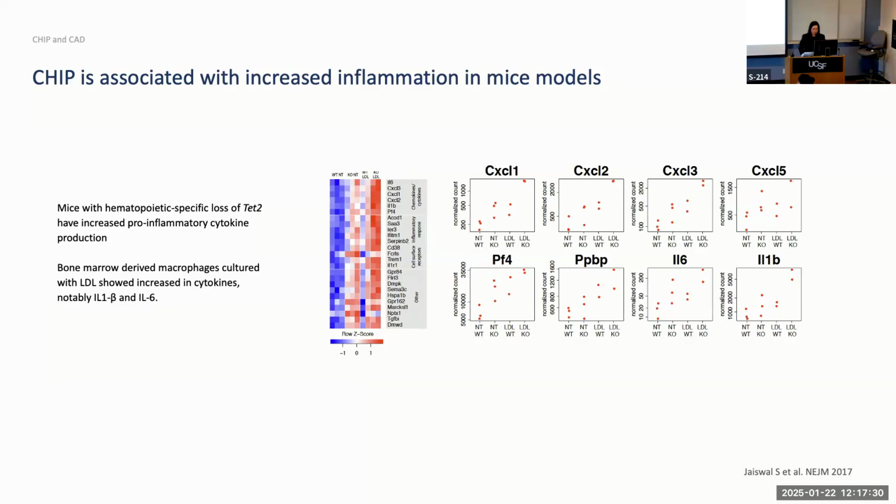And we know that in our mouse model, mice with hematopoietic specific loss of TET2 have increased pro-inflammatory cytokine production. This is a heat map taken from bone marrow-derived macrophages cultured with stimuli of LDL, and we see an increase of inflammatory cytokines as seen here in this sort of red predominance. But we also see an increase in IL-6 and IL-1 beta production as well, and that's most notable here.